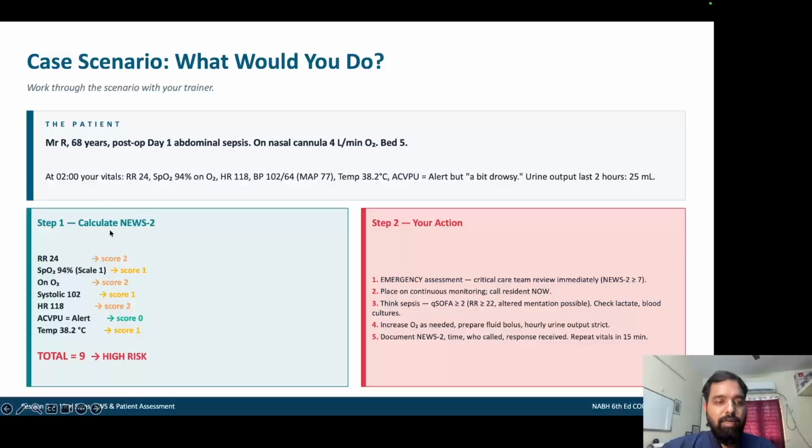Step 1: calculate NEWS 2. Respiratory rate scores 2, saturation scores 1, on O2 scores 2. By calculating all the parameters, the total NEWS 2 is 9. It comes under high risk.